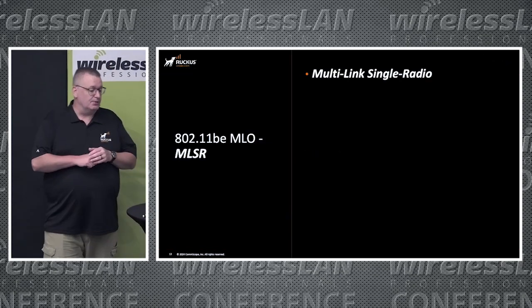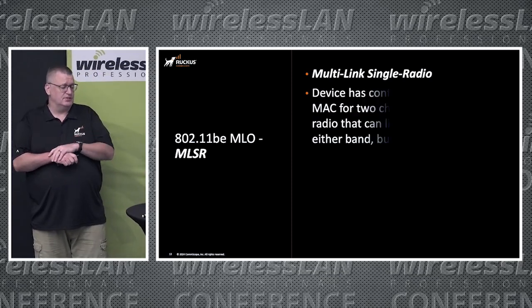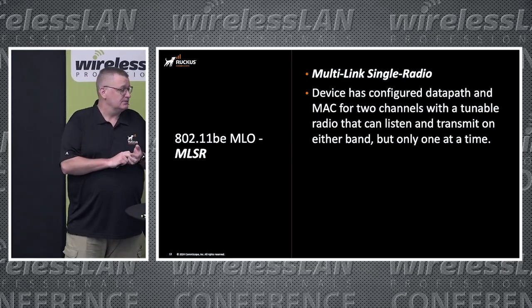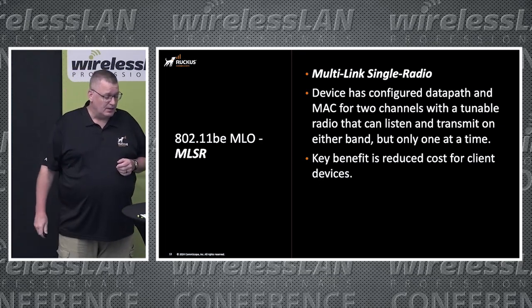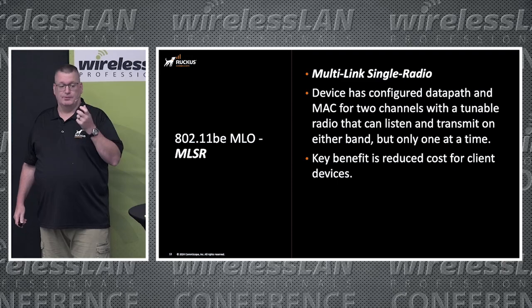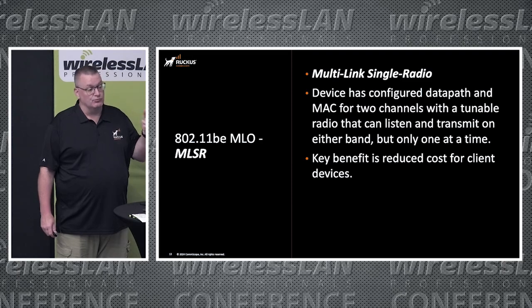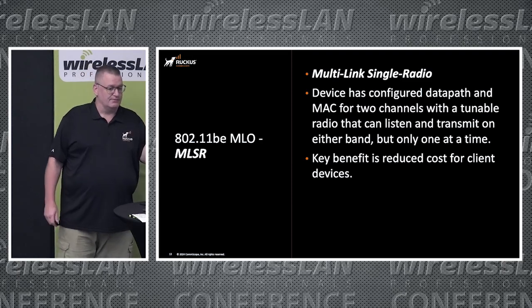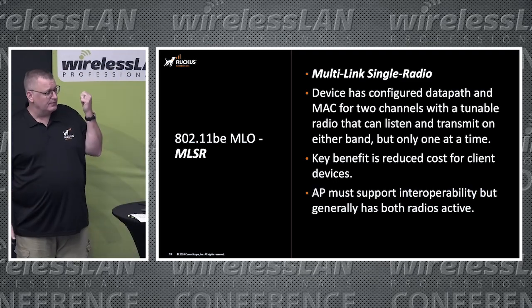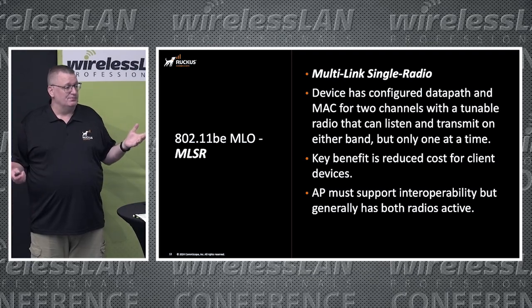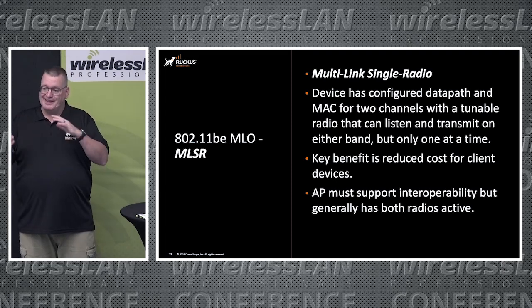So, next one, multi-link single radio. This one's okay. We have the device, it has this configured data path and the MAC for the 2 channels. And because it's a single radio, it's in the name, it makes sense. This actually doesn't cost as much because you're not putting 2 radios in, you're only putting 1. So the cost of 1 radio is less than the cost of 2 radios. Math is fun. The AP has to support it, but as we all know, the APs will run its radios independently or at the same time anyway, so that problem's already been solved.